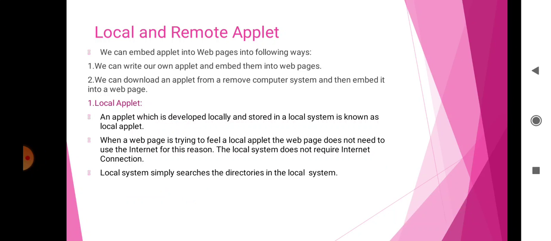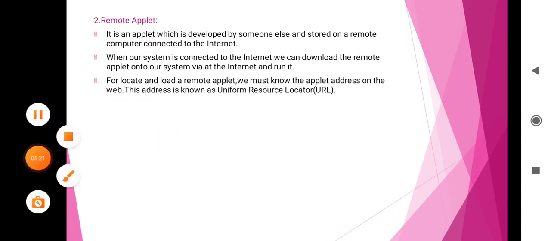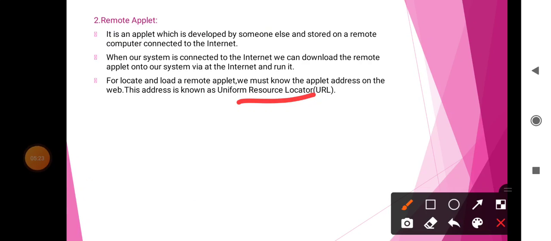Then second is the remote applet. It is an applet which is developed by someone else and stored on a remote computer connected to the internet. When our system is connected to the internet, we can download the remote applet onto our system via the internet and run it. For a remote applet, we must know the applet address on the web, and this address is known as the URL, that means Uniform Resource Locator.